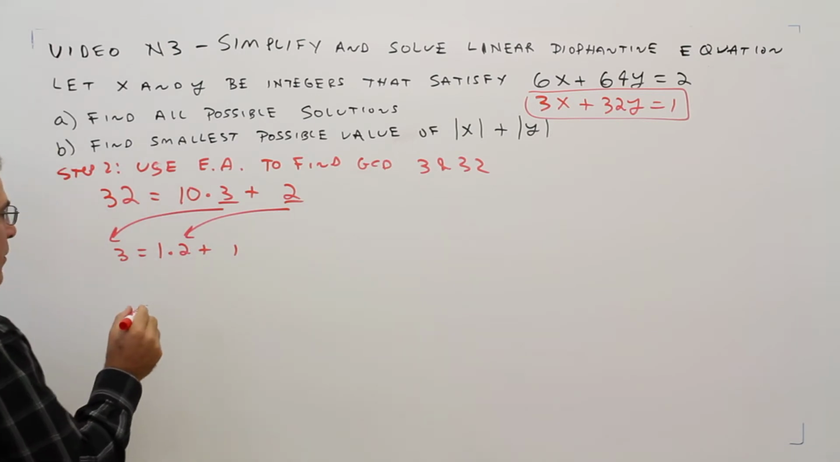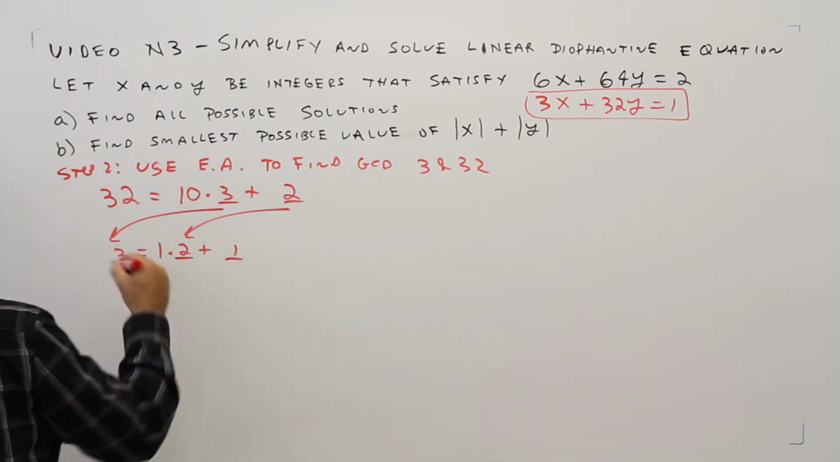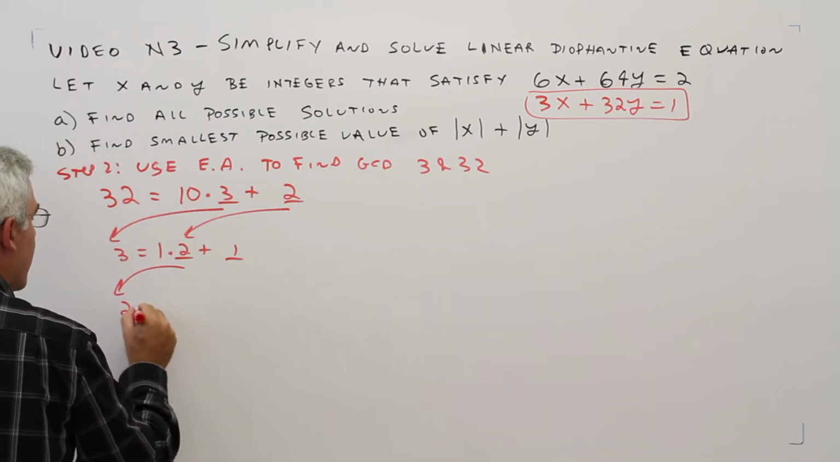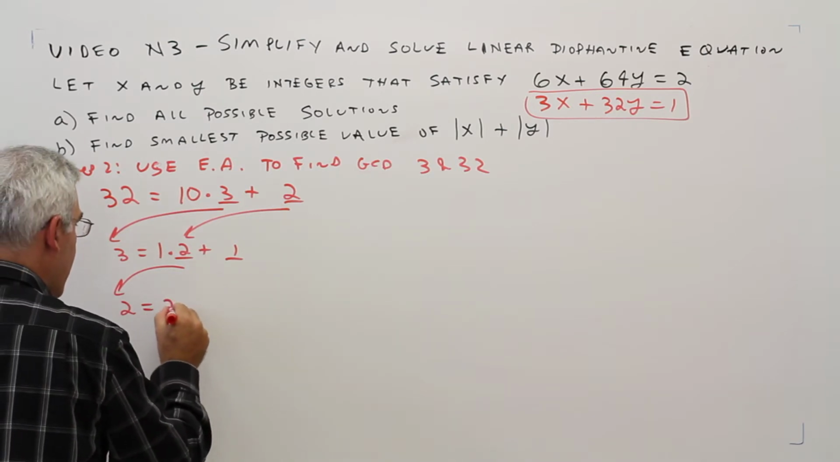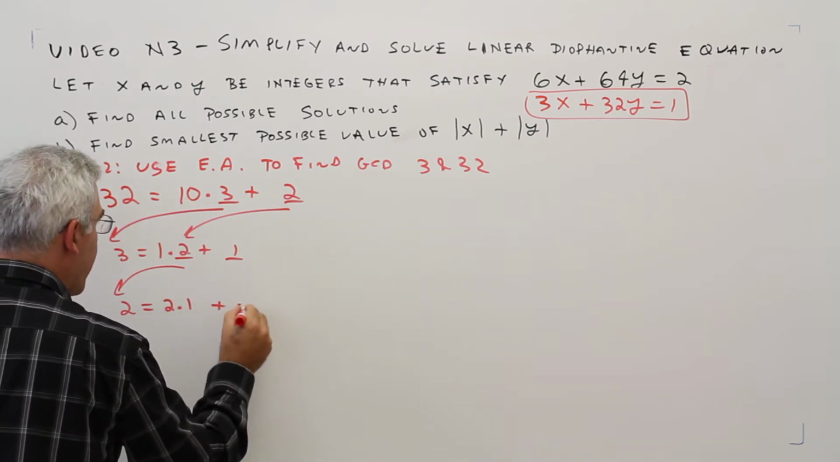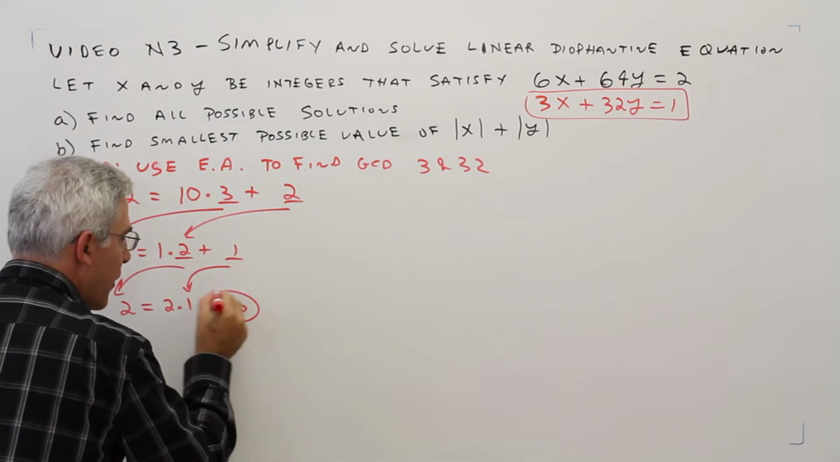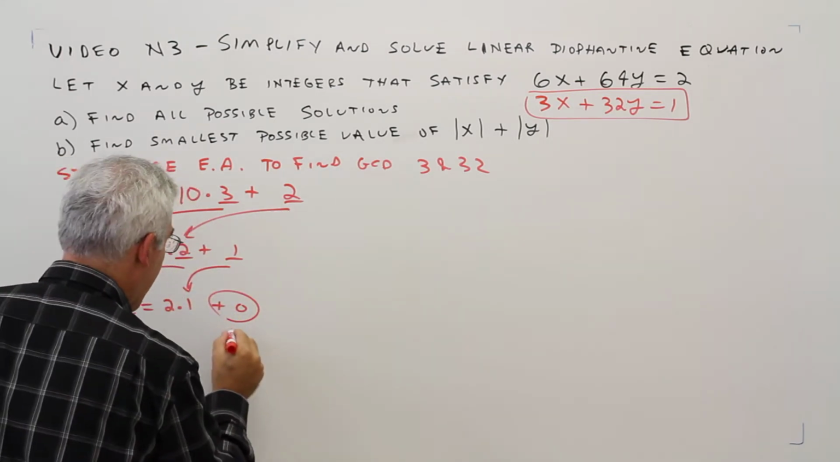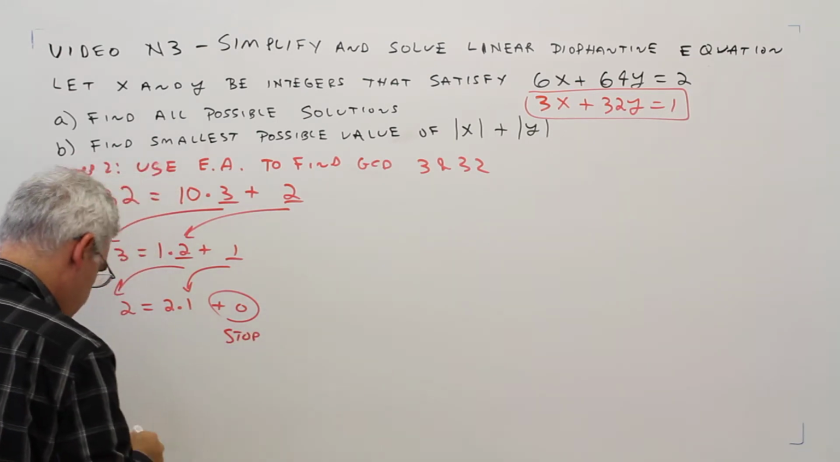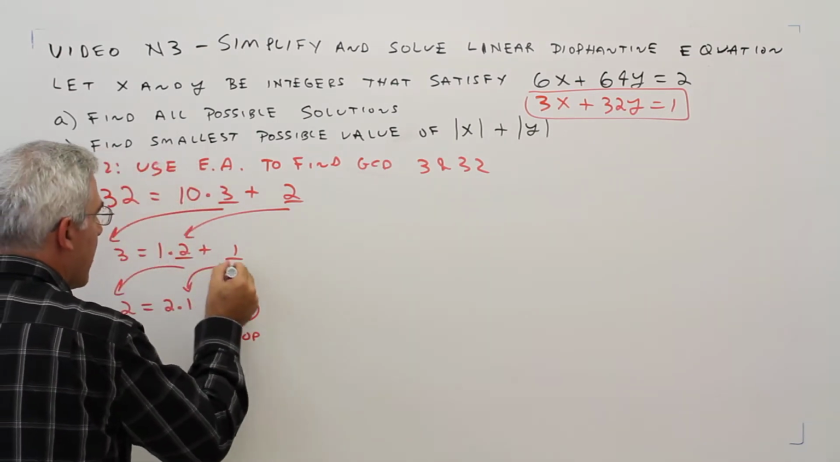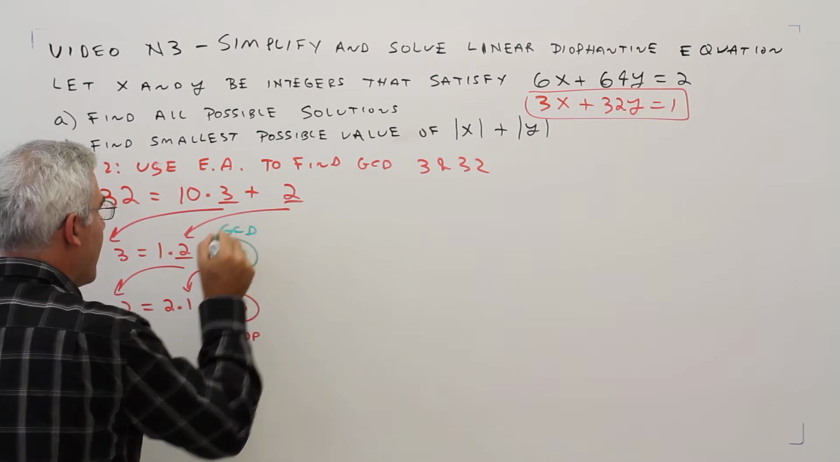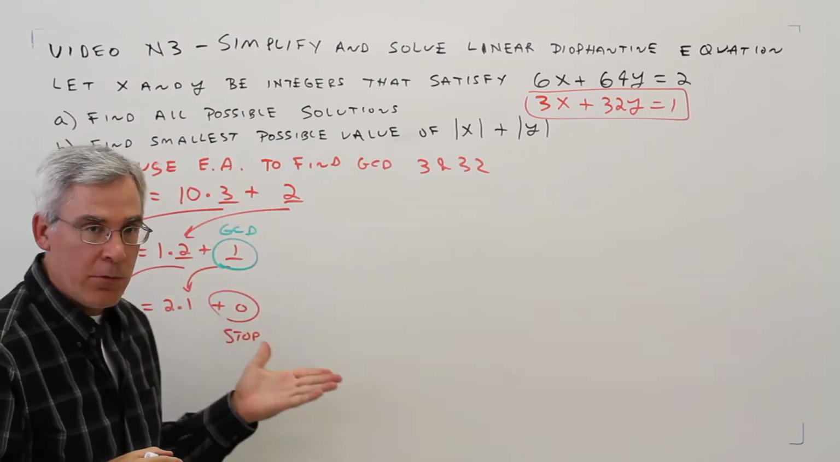That one went over there. Take the underlines. 2 equals 2 times 1 plus 0. Again, that one went over there. So once again, when you get a 0, we're going to stop. This is our greatest common divisor, as we knew.